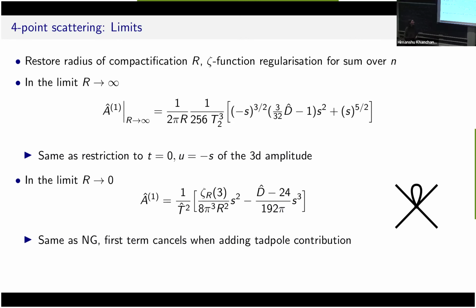Another limit that is interesting is the limit where the radius of compactification goes to 0. So this is then the result for this amplitude A1. And this term here is precisely the result for the Nambu-Goto string. So there is also a divergent piece, but this actually cancels once you include also the tadpole diagram, which is now non-zero because you can have propagation of a massive boson in the loop. So this result is the same as for the Nambu-Goto string.